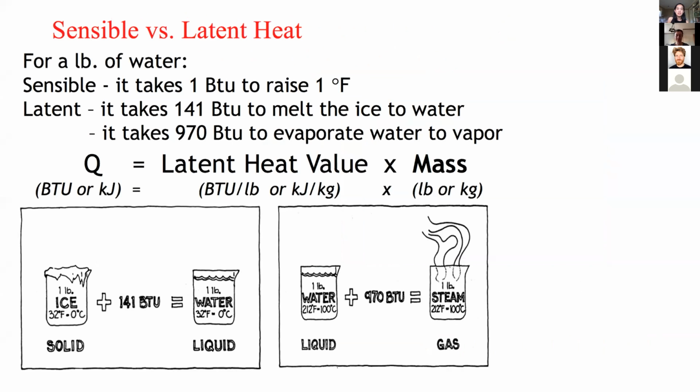Water is a typical unit of measurement to study sensible versus latent heat. For 1 pound of water, you can look at sensible heat: it takes 1 BTU to raise it 1 degree Fahrenheit. For latent heat, it takes 141 BTUs to melt ice to water and 970 BTUs to evaporate water to vapor. So that's how you can see the massive amount of energy in phase changes. Gail noted that she will not be having any calculation questions about this. However, you do need to understand the concept.